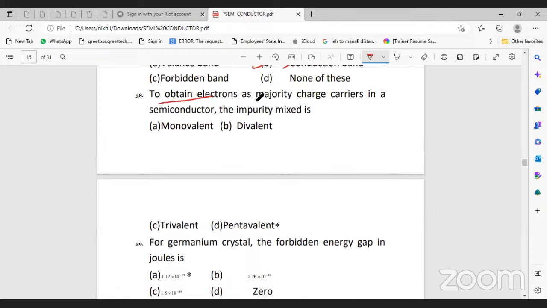To obtain the electrons as the majority charge carriers, the impurity should be doped with what? To get majority as electrons, it should be doped with a pentavalent.